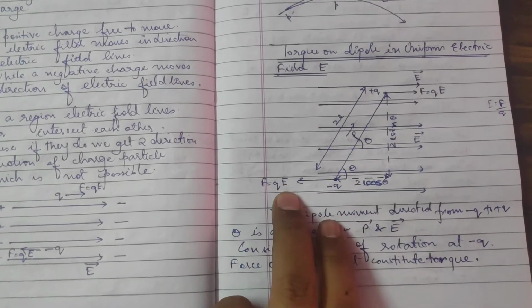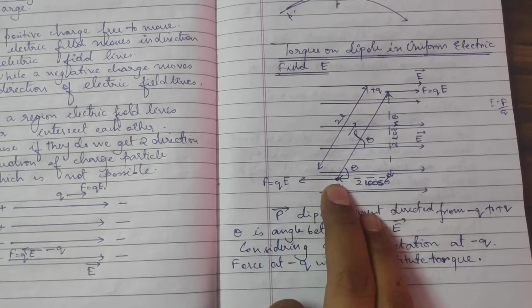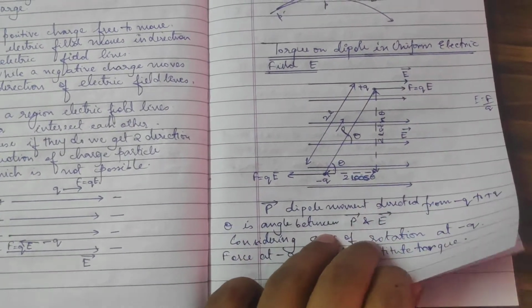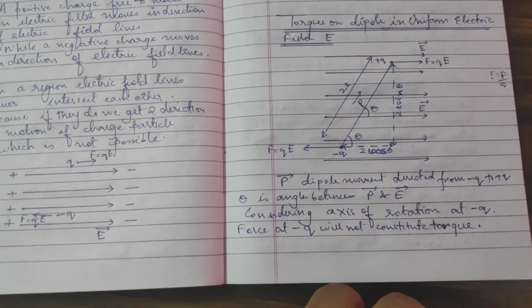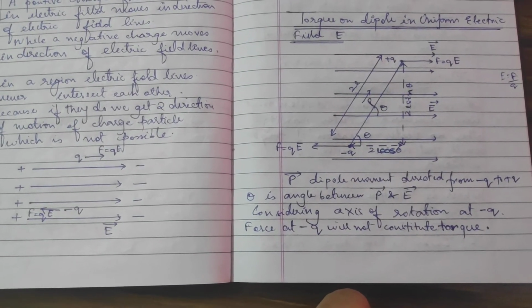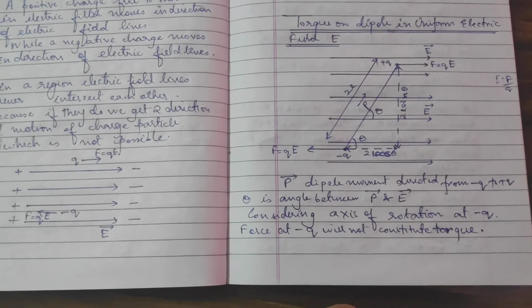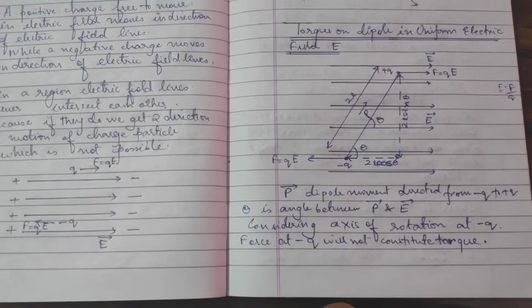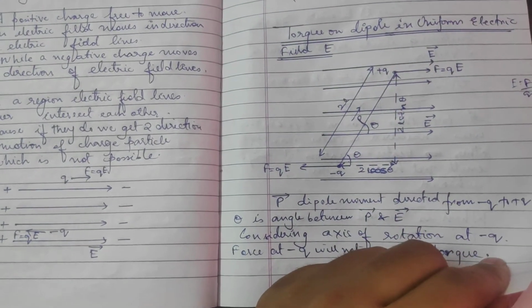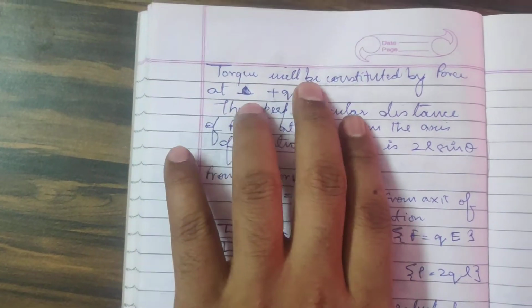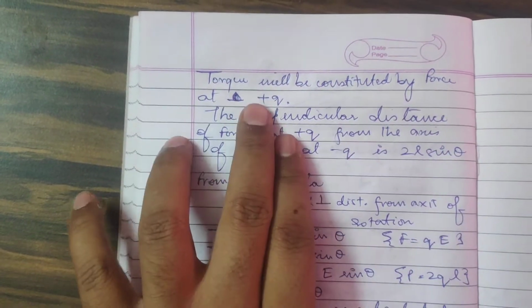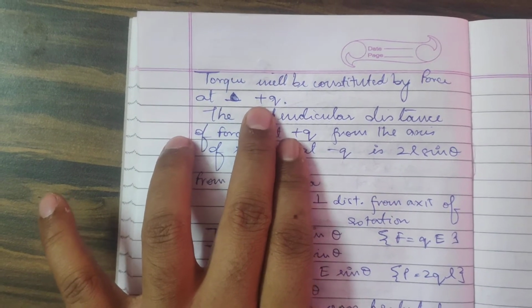Why? Because this force is acting directly on the axis. Like if you have to open the door and you apply the force at the hinges, the door will not open because that force is applied at the axis. Therefore, the torque due to that force will be 0.